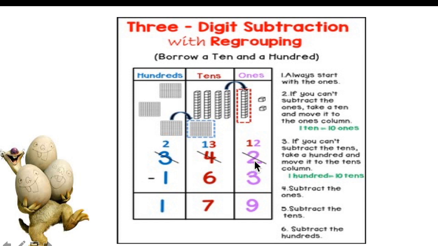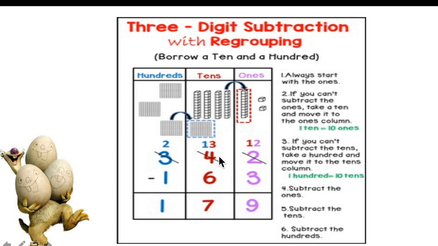Now we have 2, take away 3. Can we do that? No, because the number on the floor is more. So we need to go next door and get 10 more. So I will take from these 4 tens, I will borrow 1 and I will add it here. 10 plus 2 equals 12. Now the number is big enough. 12 take away 3 will be 9.